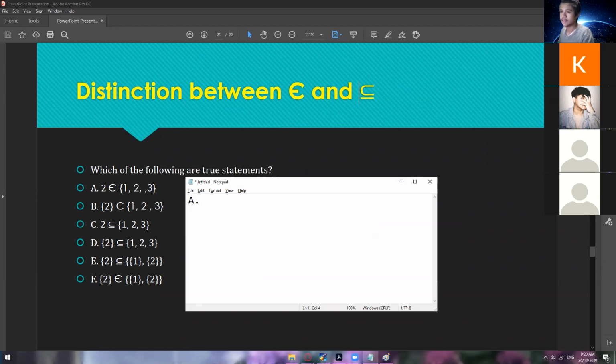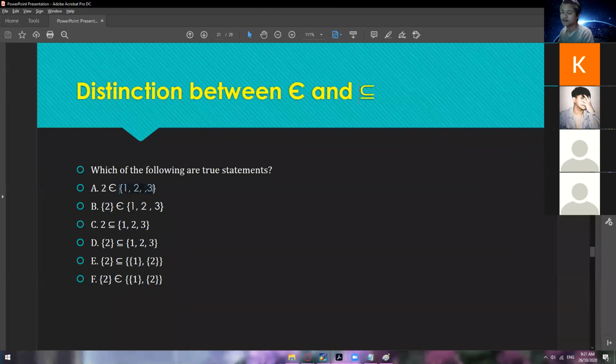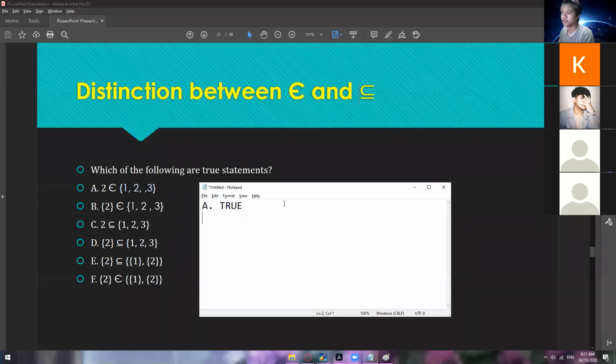So anong sagot natin sa letter A? Is this true or false? Two is an element of set 1, 2, 3. True, sir. This one is true since this number is an element of set. Wala siyang set name, pero set 1, 2, 3. Okay. About letter B?